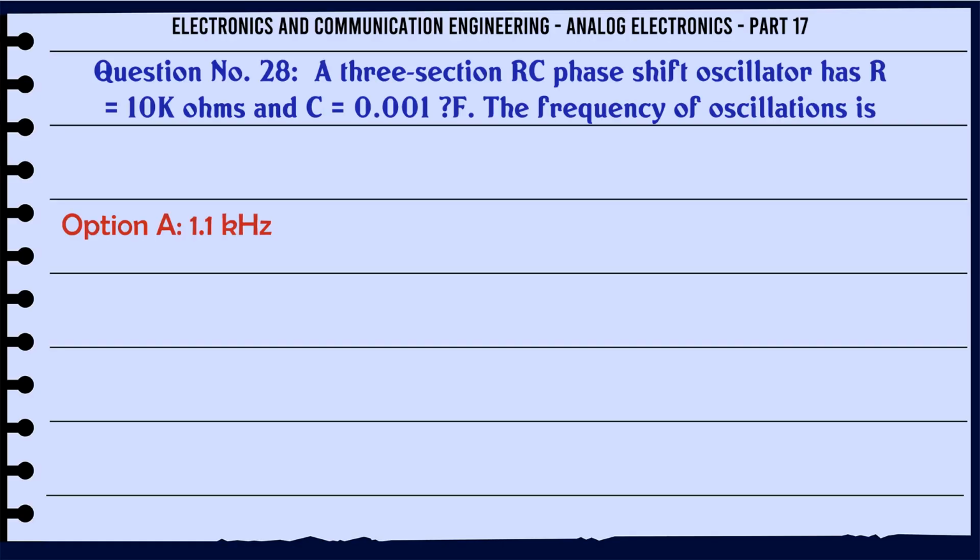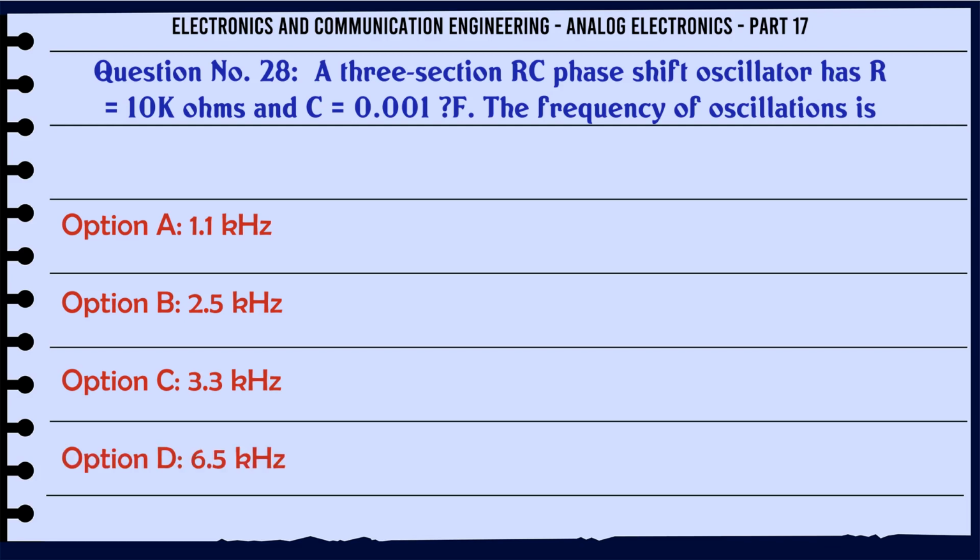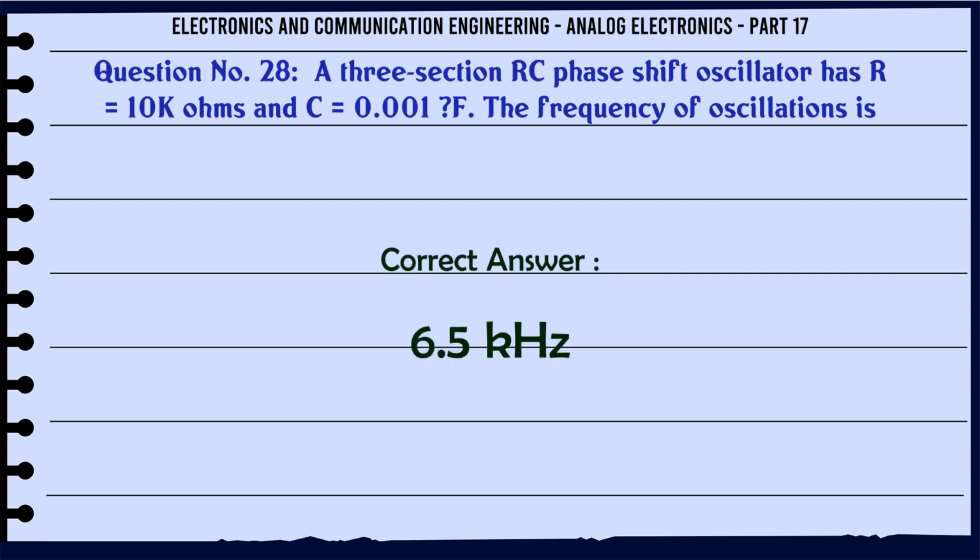A 3-section RC phase shift oscillator has R = 10 kΩ and C = 0.001 µF. The frequency of oscillations is: A. 1.1 kHz, B. 2.5 kHz, C. 3.3 kHz, D. 6.5 kHz. The correct answer is 6.5 kHz.